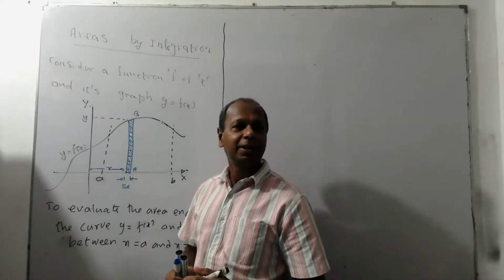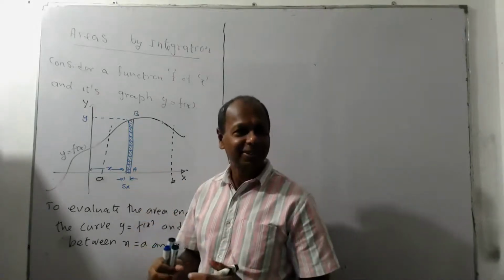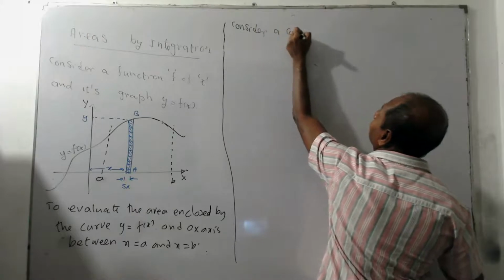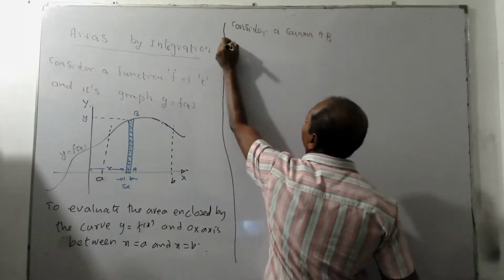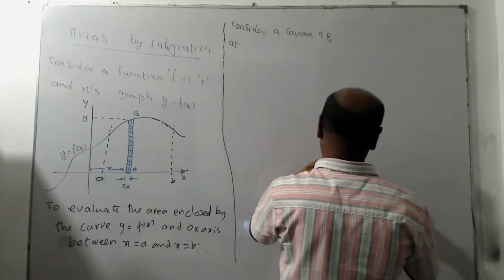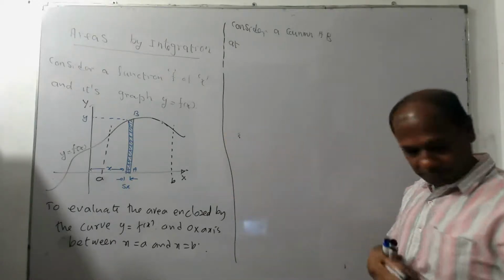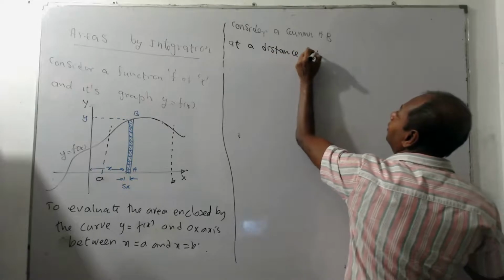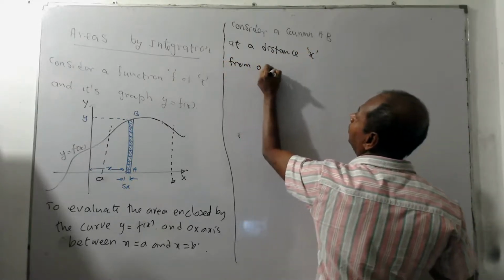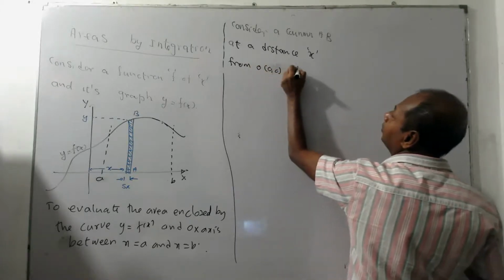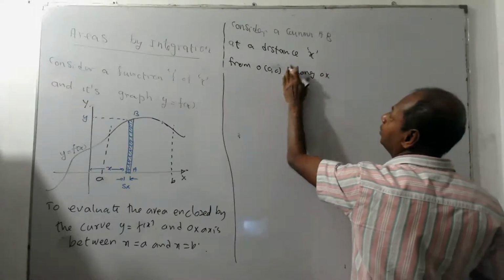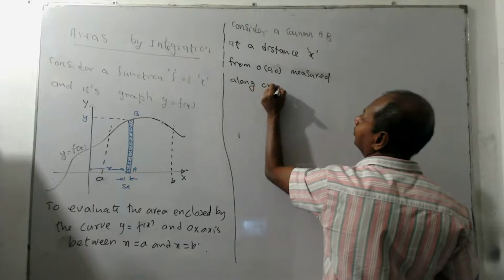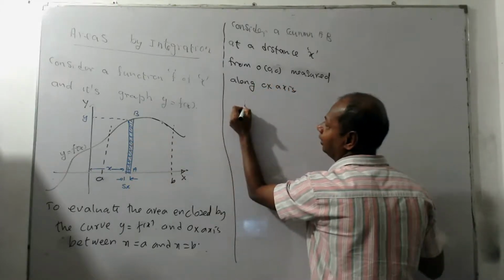So here we'll play a small game and do what we need. Right? We say, consider a column AB at a distance x from O along the x-axis, measured along the x-axis, right? So the column will look like this.